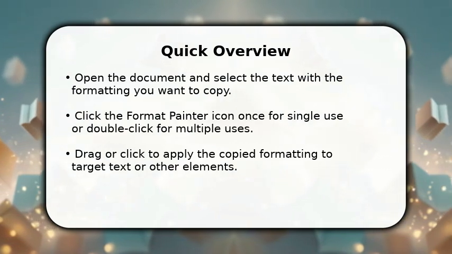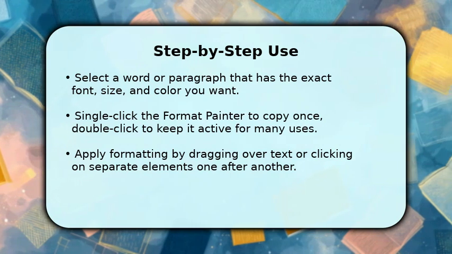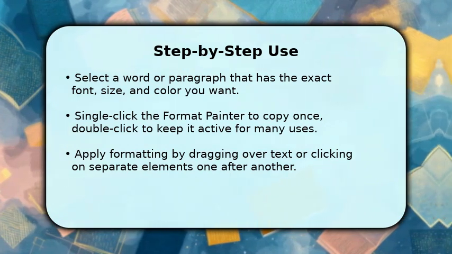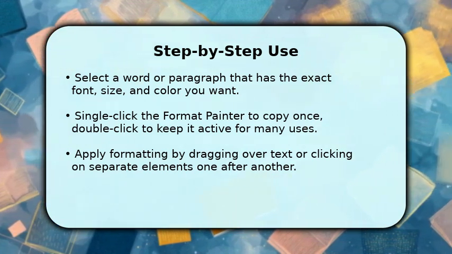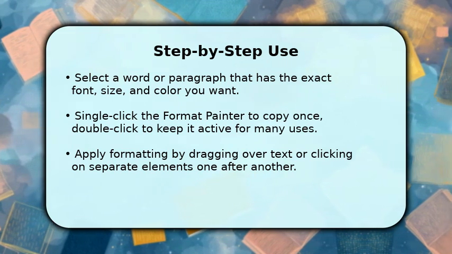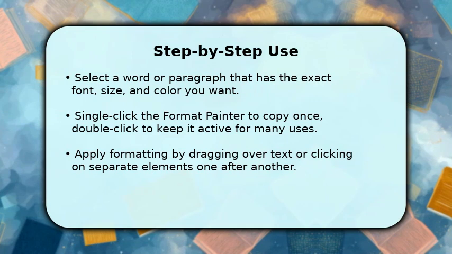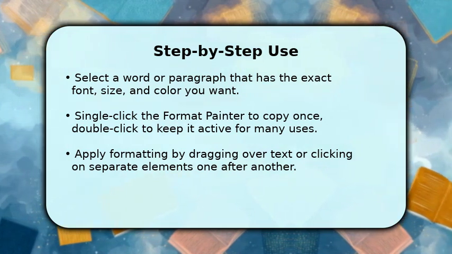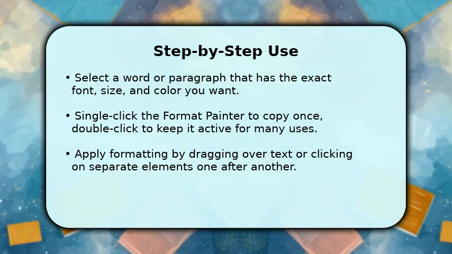changing each style. First, select the text with the formatting you want to copy, including font, size, color, and spacing. Click the Format Painter once to copy formatting for one use, or double-click to lock it for multiple uses. Then drag over the target text or click each item you want to change. Press ESC or click the Format Painter again to turn it off when you are finished.